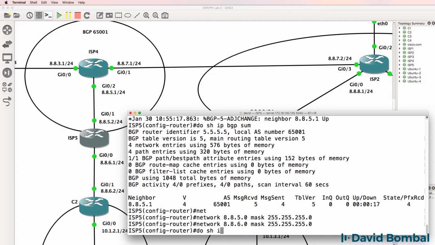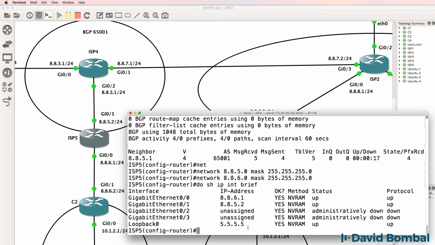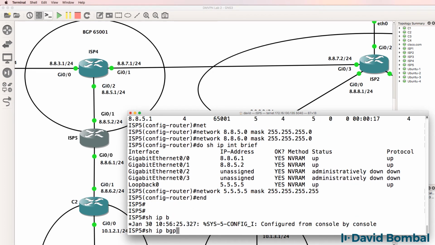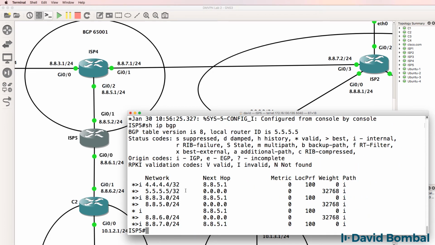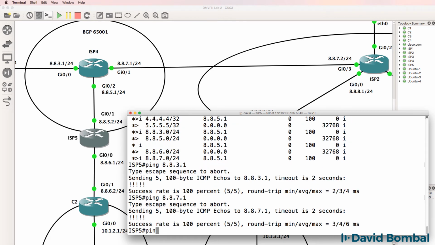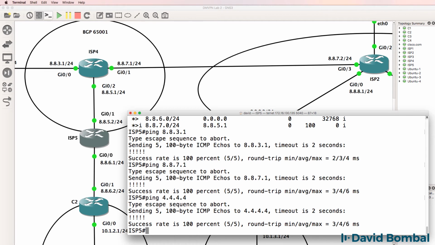88.60. Do show IP interface brief. We've got a loopback of 5.5.5.5, so network loopback with the mask. So show IP BGP. We can see the local loopback of router 4. We can see this network 88.30, 50, 60, and 70 in the routing table. That's good. So I can already ping remote networks in this GNS3 topology.